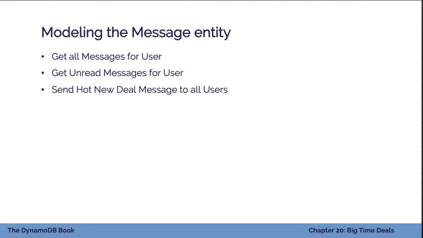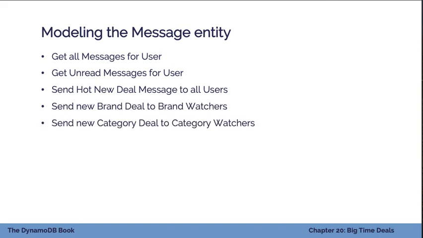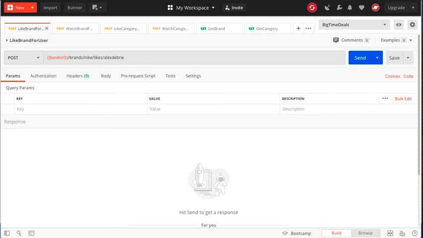Send hot new deal message to all users. We also saw how you can get all messages for a user or just the unread messages. Last thing we want to handle here, how do we send these new brand deals to brand watchers and new category deals to category watchers? Let's check that out. All right, so let's get started with brands.